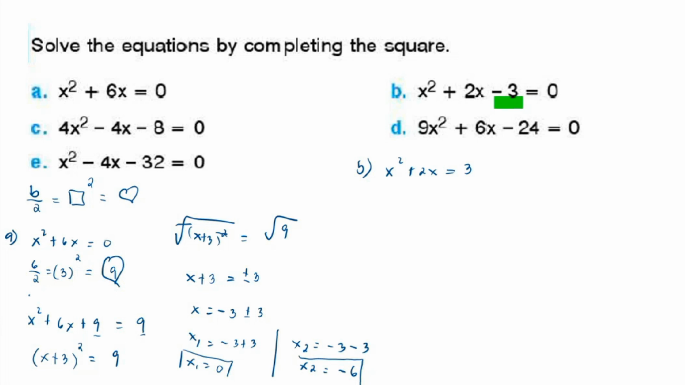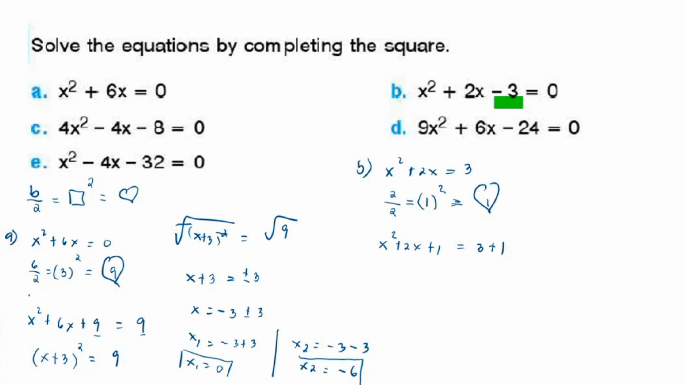So follow what I have done here. Find the value of b, which is now 2. Then always divide by 2. So the quotient is 1. Whatever the quotient will be squared. And then the answer of this is the number to be added, which is now 1. So the number to be added now is 1. So I will write the given. I have x squared plus 2x plus 1 equals 3 plus 1.